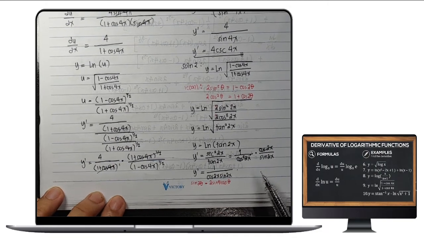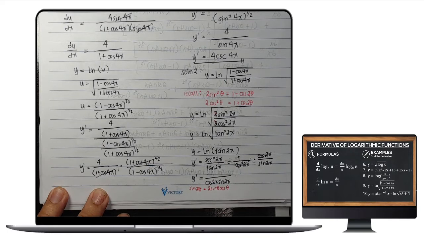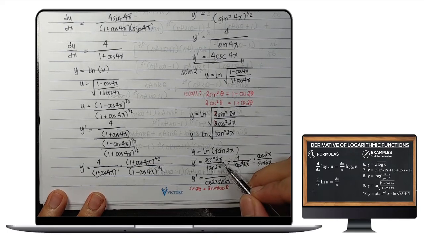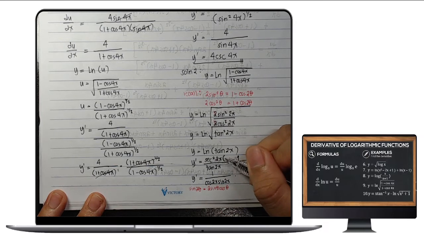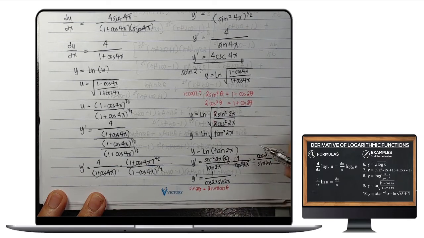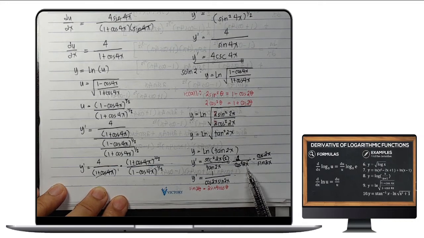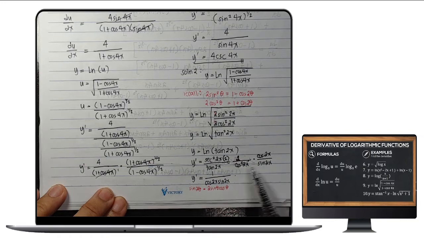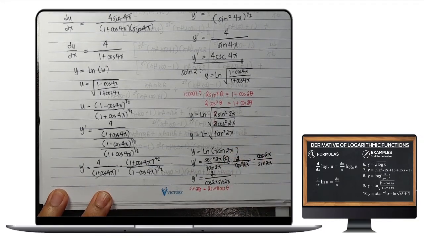Okay, let's check. When we get the derivative of tangent 2x, that is secant squared 2x. I just forgot to write the derivative of 2x, which is 2. So, there should be a 2 here with the secant squared 2x. So, that is 2 over cosine squared 2x times cosine 2x over sine 2x. So, I can cancel that one out, and there is a remaining 2. So, we have 2 here.